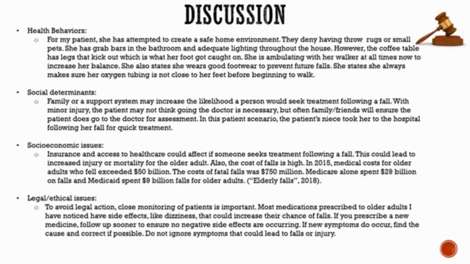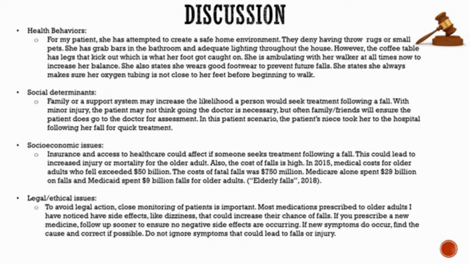Here are 4 areas to discuss when it comes to falls. The first is health behaviors. So my patient had attempted to create a safe home environment. She had no throw rugs, no small pets. She has grab bars in the bathroom. She watches her oxygen tubing when walking, and she also ambulates with a walker.